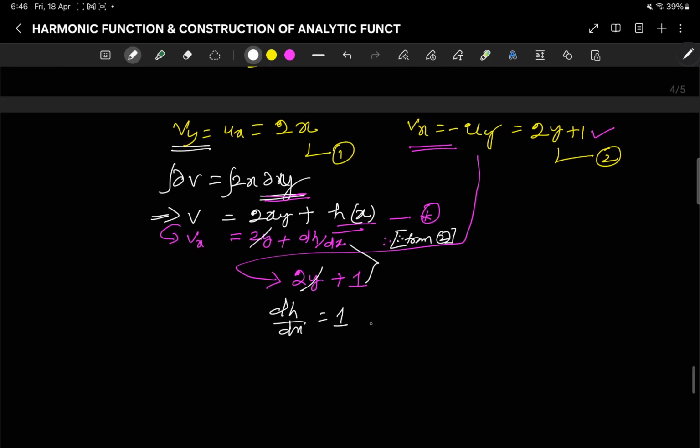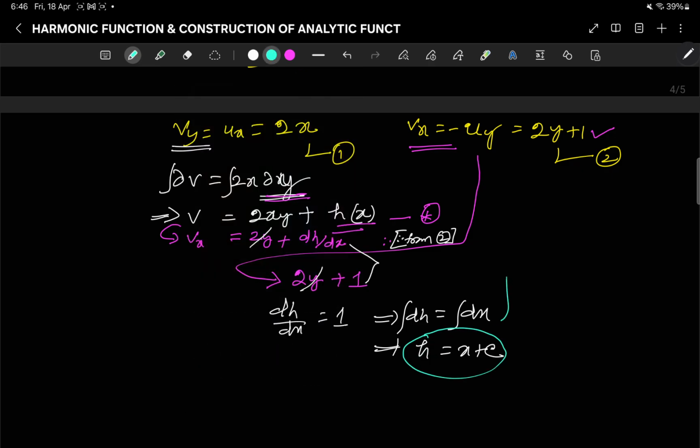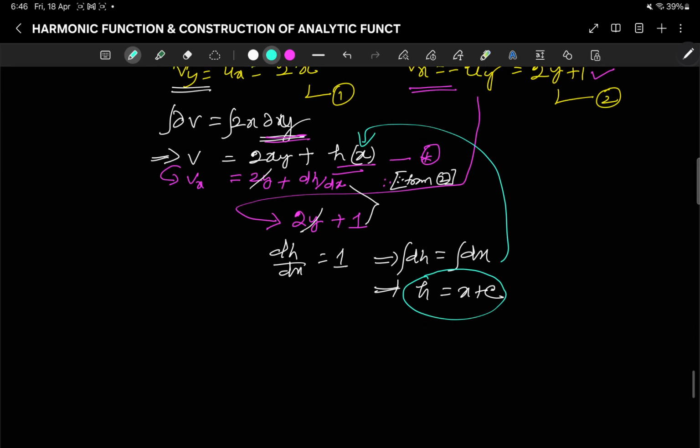So what is h? That means dh is equal to dx. If I integrate, my h is equal to x plus c. Now I substitute this h plus c here to get my v. So what is my v now? V is equal to 2xy plus h plus c, that is 2xy plus x plus c. So I get my v.